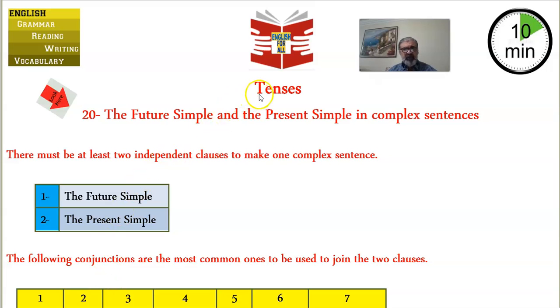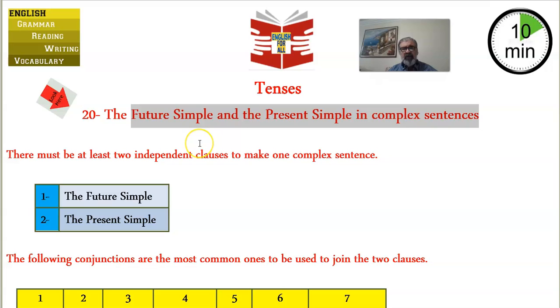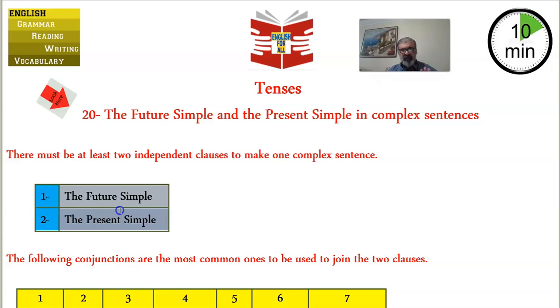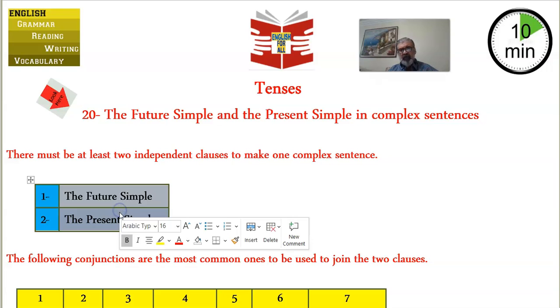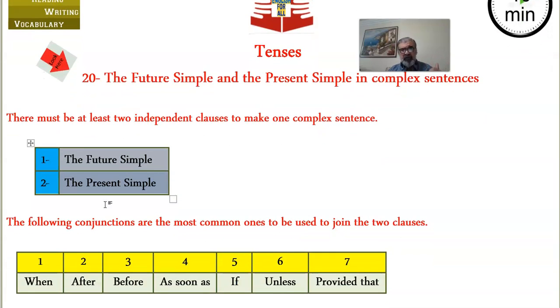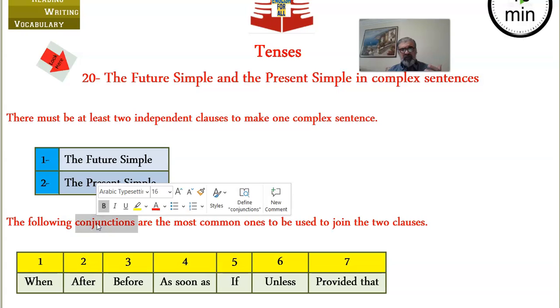In today's mini grammar tutorial, we're going to talk about using the future simple and the present simple in one complex sentence. Now, there must be at least two independent clauses to make one complex sentence. And in this case, I'm going to use the future simple and the present simple. Now, for these two independent clauses to be joined together, we need conjunctions or link words, or you could say transitions.